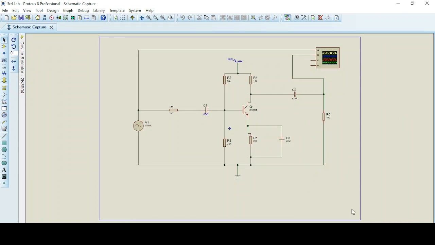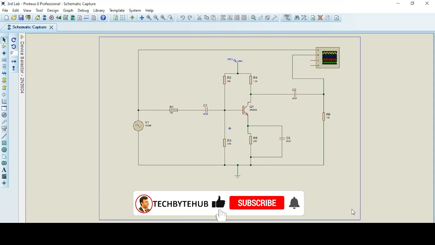Okay, in today's video, I'm going to discuss the common emitter amplifier and how this amplifier works. Actually, I drew this circuit in Proteus, the Proteus 8 version. It's a professional schematic capture of the device.